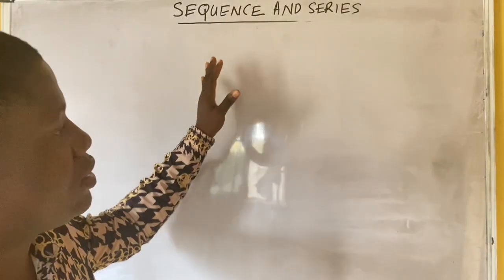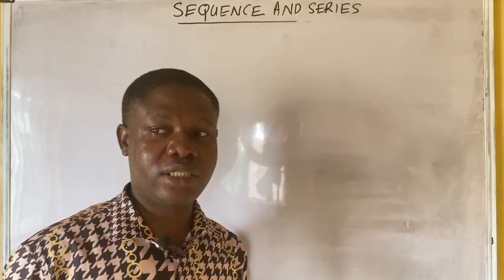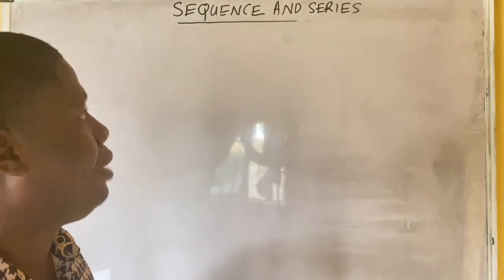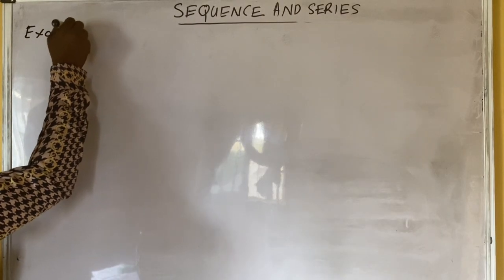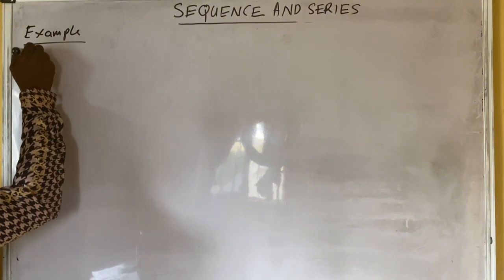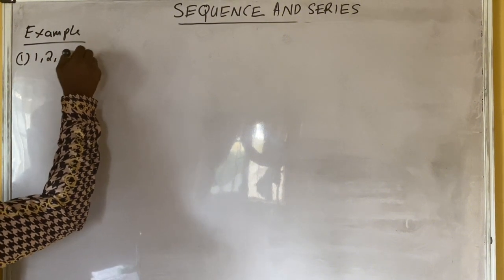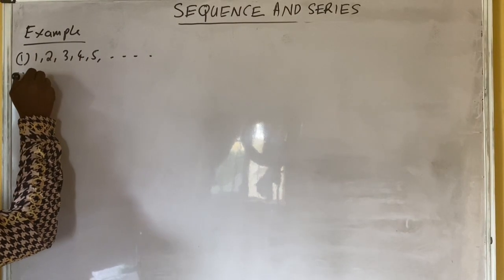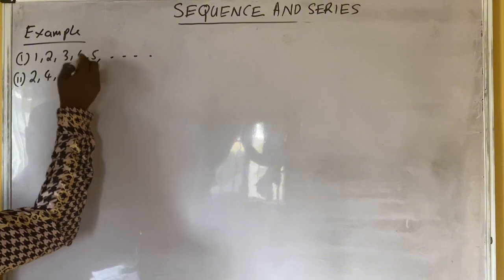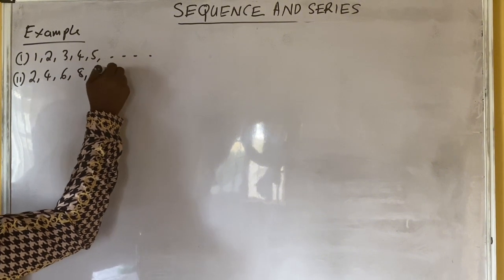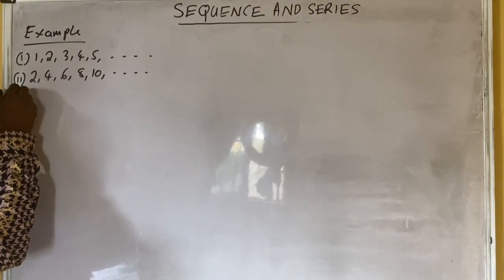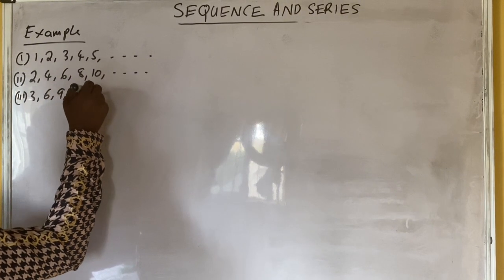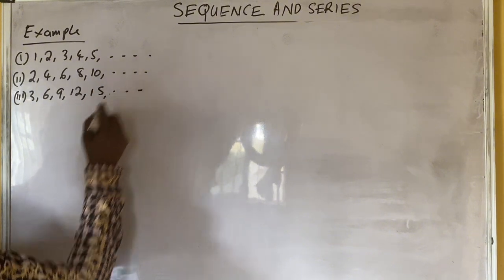So we want to look at sequence and series. And when we talk about sequence, we are talking about numbers generated according to a definite pattern. Examples of sequence are, we have 1, 2, 3, 4, 5, and so on. Another example is 2, 4, 6, 8, 10, and so on. Another example is 3, 6, 9, 12, 15, and so on.